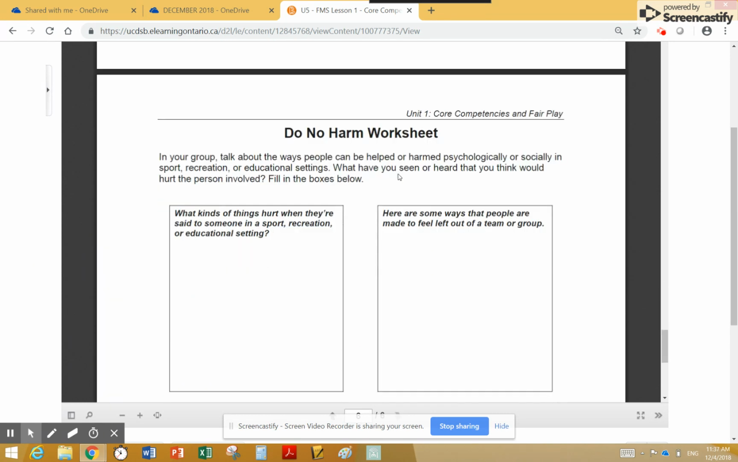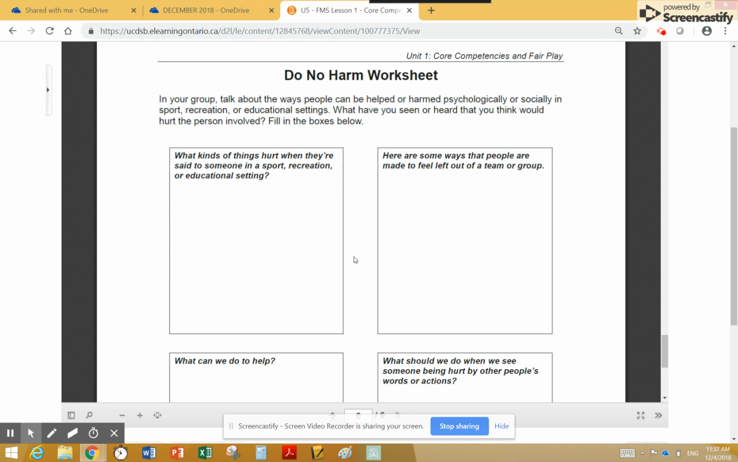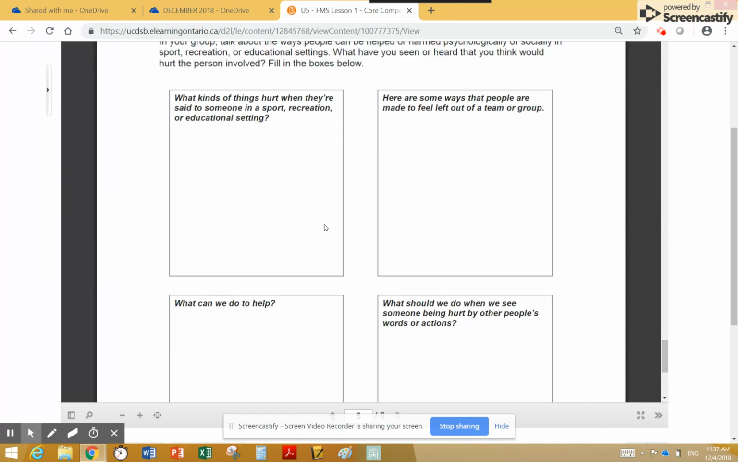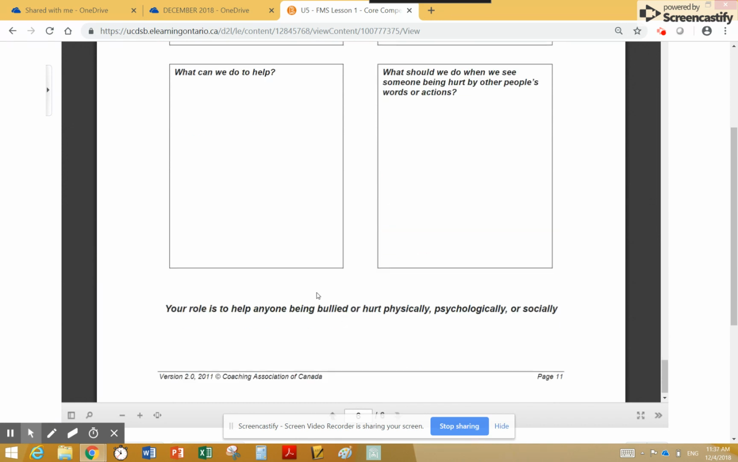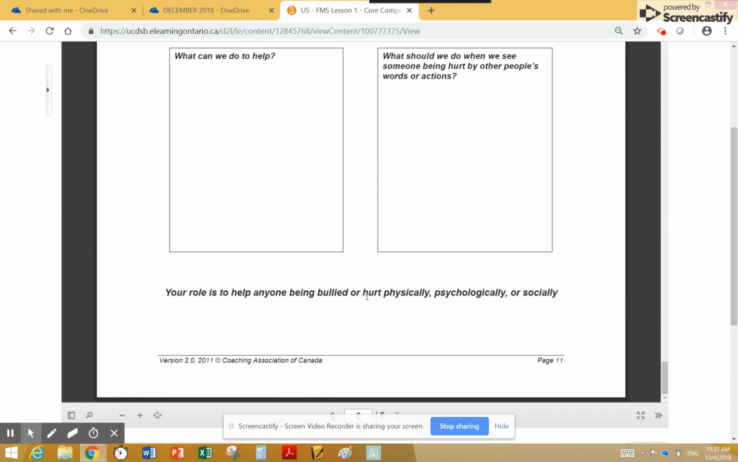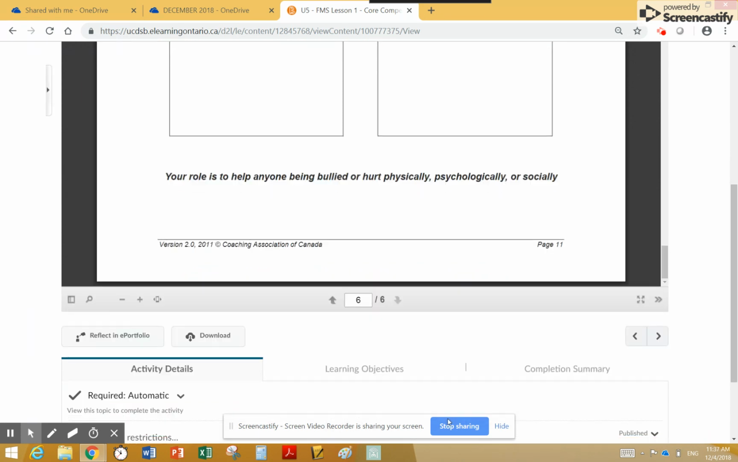And then here's a do no harm situation. It's thinking about what kind of things can hurt when they're said to someone in a sport, recreation, or educational setting, and then some ways to help deal with that and to make it so it doesn't hurt quite as much. This will be worked into a discussion that you're going to complete for this section as well.